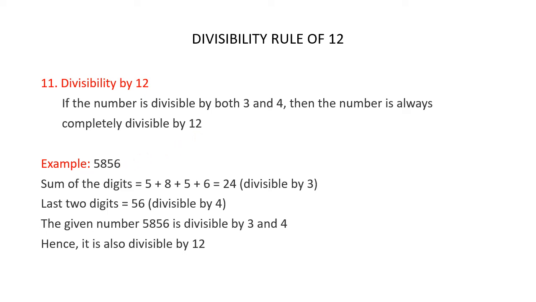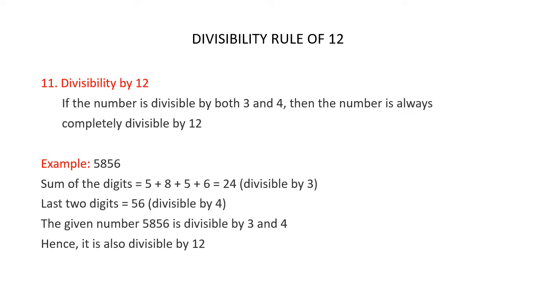Consider the number 5856. To check whether this number is divisible by 12, you have to find out whether this number is divisible by both 3 and 4. To check whether this number is divisible by 3, first add all the digits in the number. So, the sum of the digits is 5 plus 8 plus 5 plus 6, which is 24, and 24 is divisible by 3. So the number 5856 is also divisible by 3.